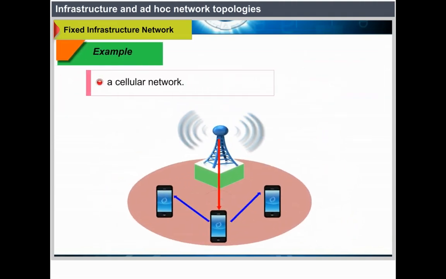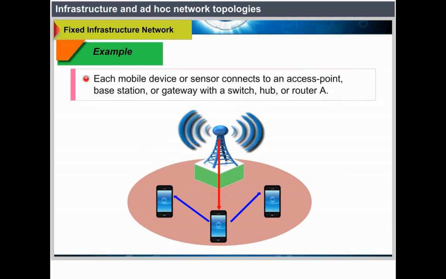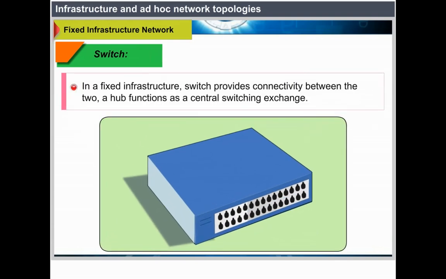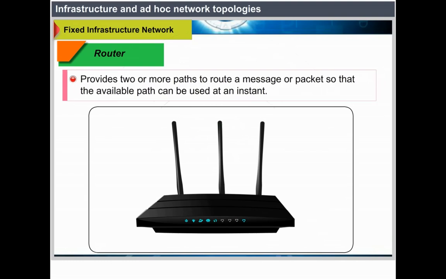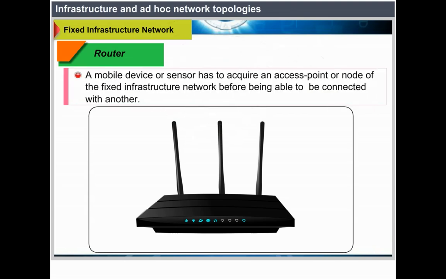Example: a cellular network. Each mobile device or sensor connects to an access point, base station or gateway with a switch, hub or router. Switch: in fixed infrastructure, a switch provides connectivity between the two. A hub functions as a central switching exchange. Router provides two or more paths to route a message or packet so that the available path can be used at an instant. They function as the nodes of the network. A mobile device or sensor has to acquire an access point or node of the fixed infrastructure network before being able to connect to another.